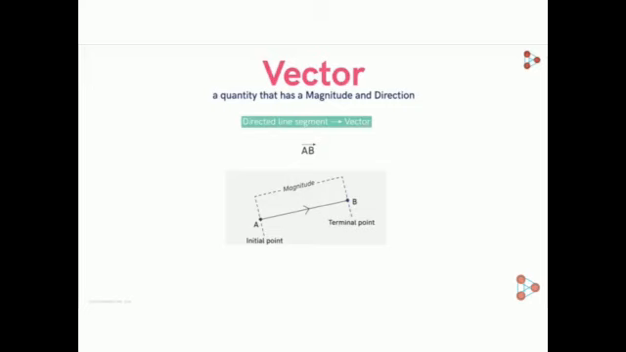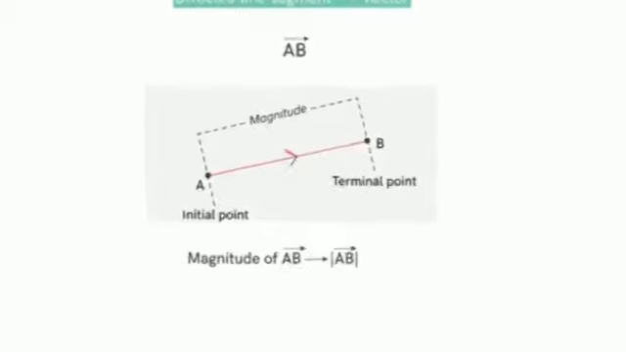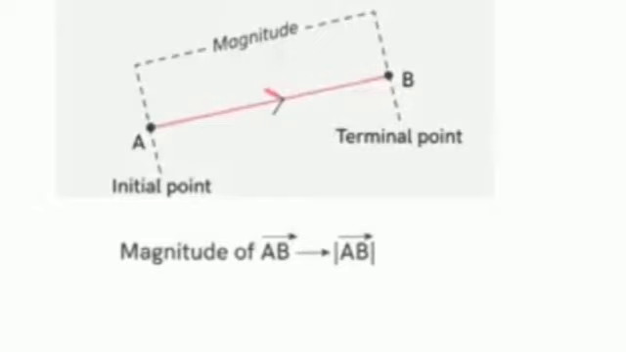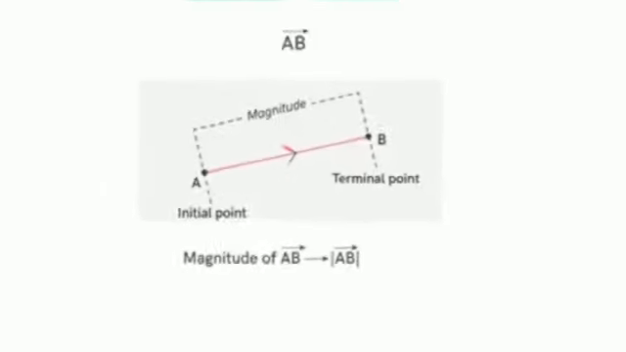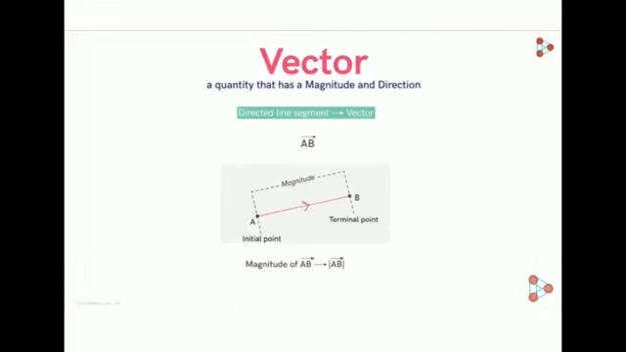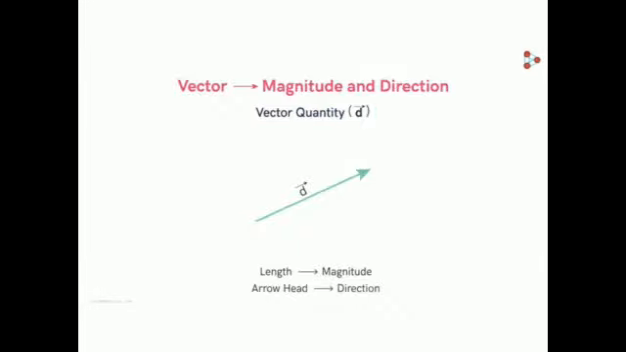Now the point A of this vector is known as the initial point, while point B of this vector is known as the terminal point, or we can also call it the final point. Now the magnitude of vector AB can be written as modulus of AB, with the arrow above them, and these straight lines on both sides of AB are known as modulus. It is actually the representation of the magnitude of this specific vector AB.